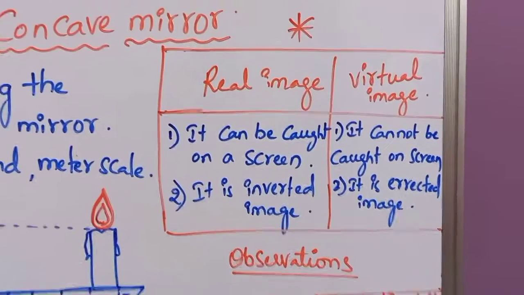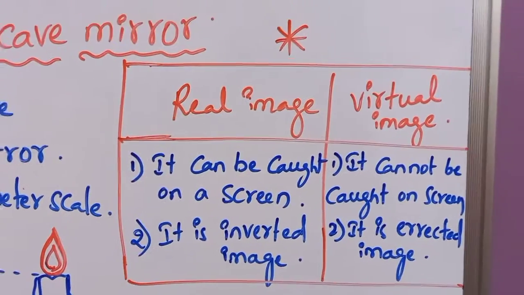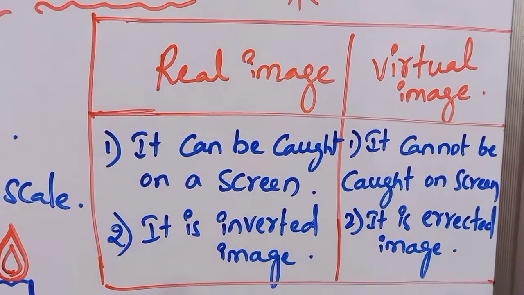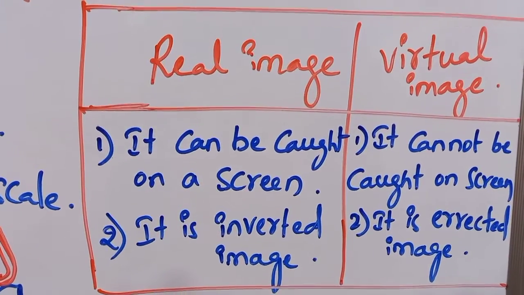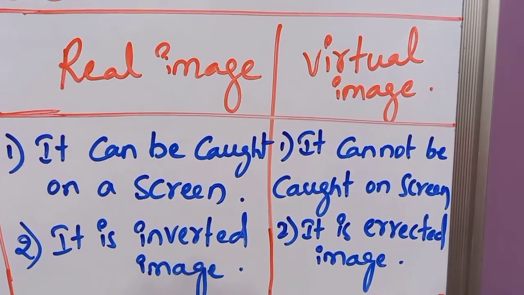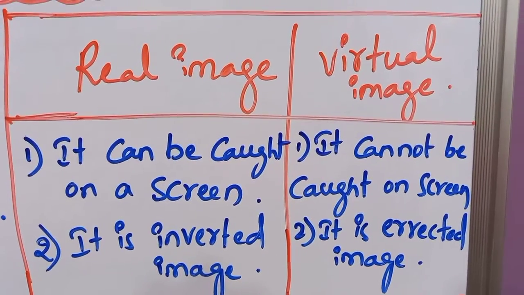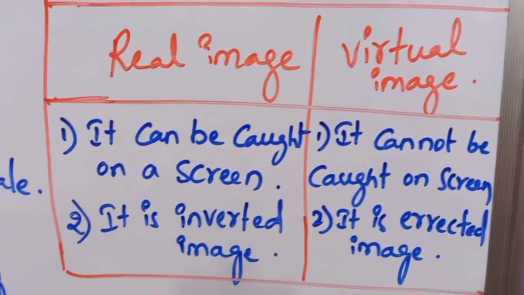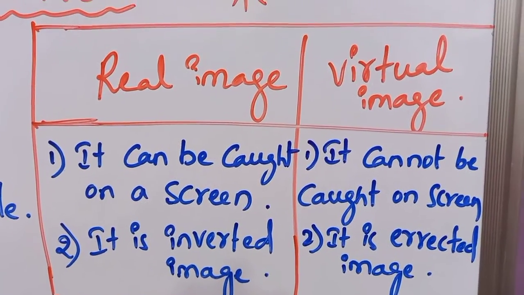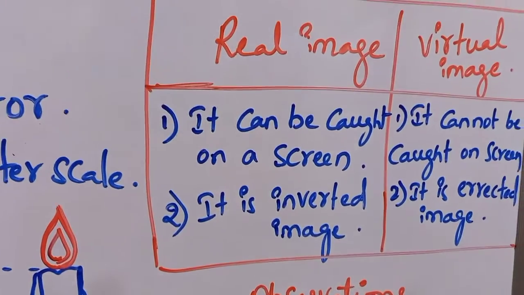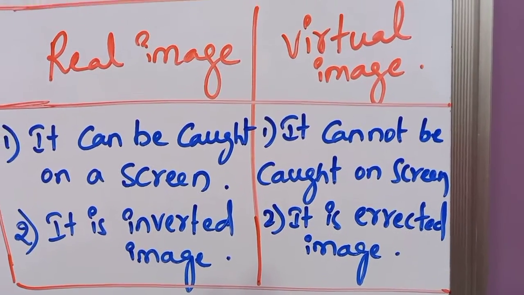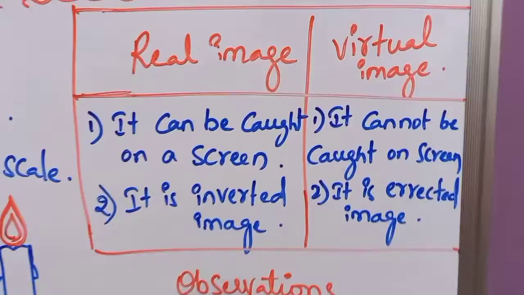So based on that, we can differentiate between the real image and virtual image. A real image is an image of the object which can be caught on a screen or on a paper. Whereas, when the image of an object cannot be caught on a screen or a paper, then it is called a virtual image. A virtual image can be seen only in the mirror. And real images are always inverted images, whereas virtual images are erect images. That means they are in an upright position.